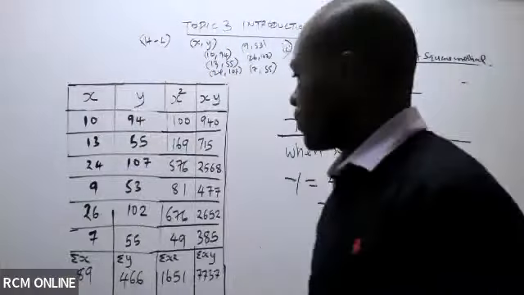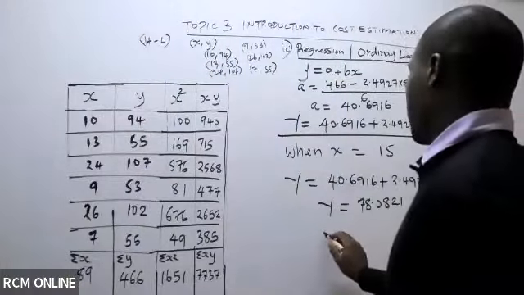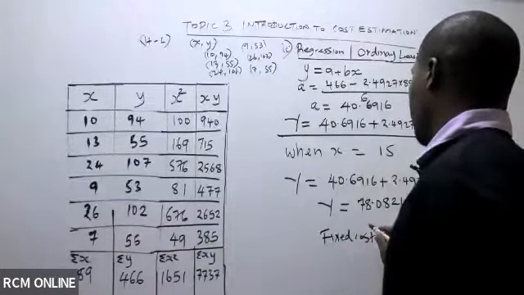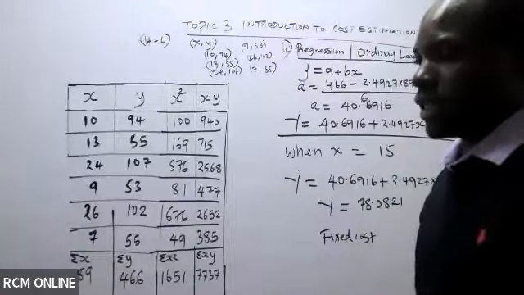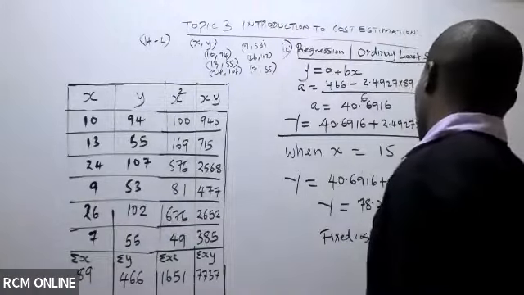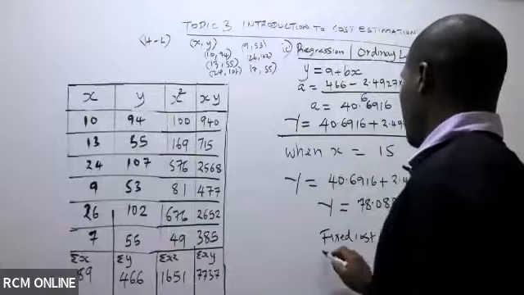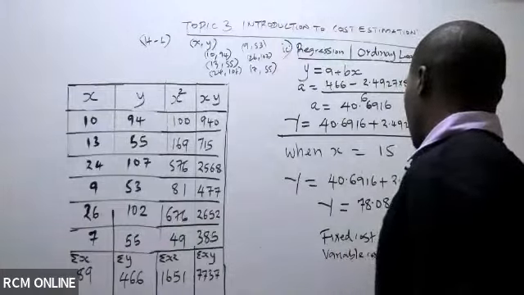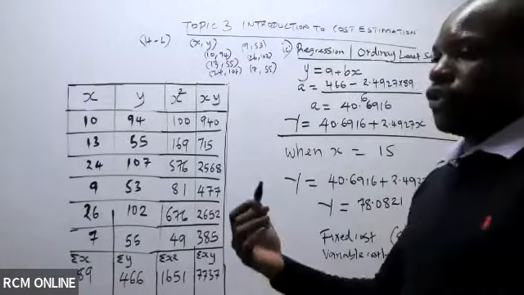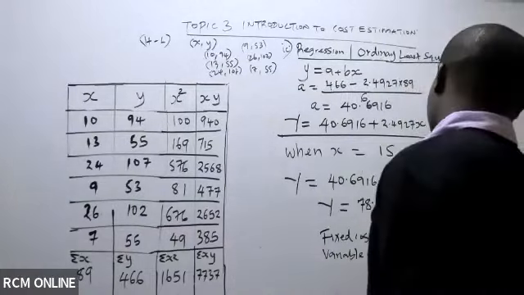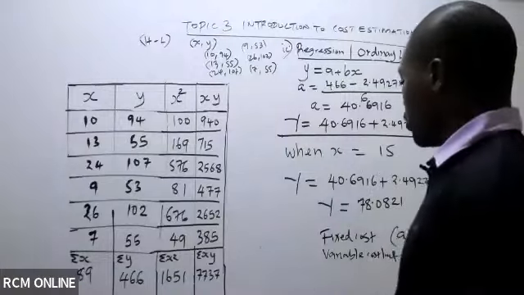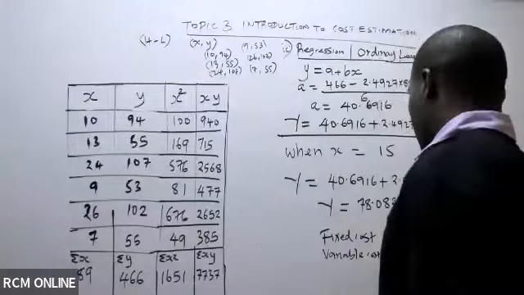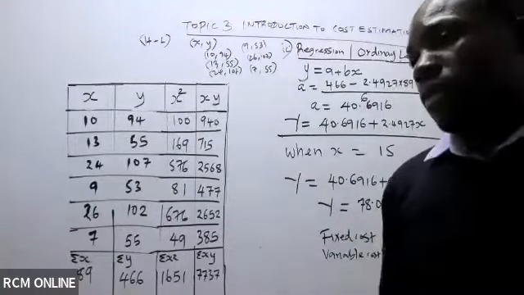When told to find fixed cost, fixed cost is the y-intercept. Now, y-intercept is equal to A. If we are told to give us variable cost per unit, it was the gradient or slope of the curve, and we said that is B. So if you are told to get fixed cost, get the value of A. Variable cost, get the value of B. That's what I'm saying.